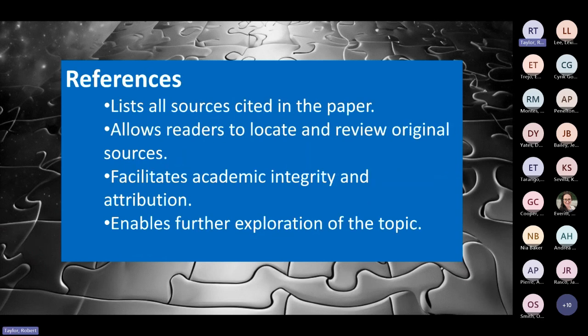And finally, the reference section lists all sources that were cited in the paper, and it allows readers to locate and review the original sources if they wish. So this is a great tool. If you find 3 articles on the same topic, you could take just the references and then try to find commonalities. If you find the same articles being cited in each, then you kind of found a seminal paper.